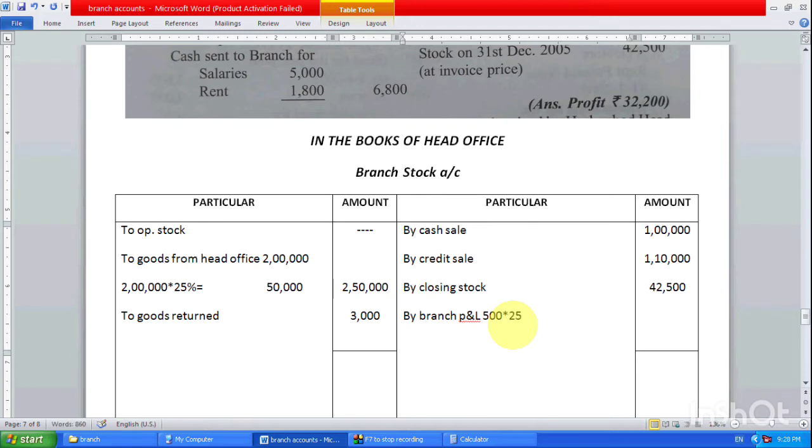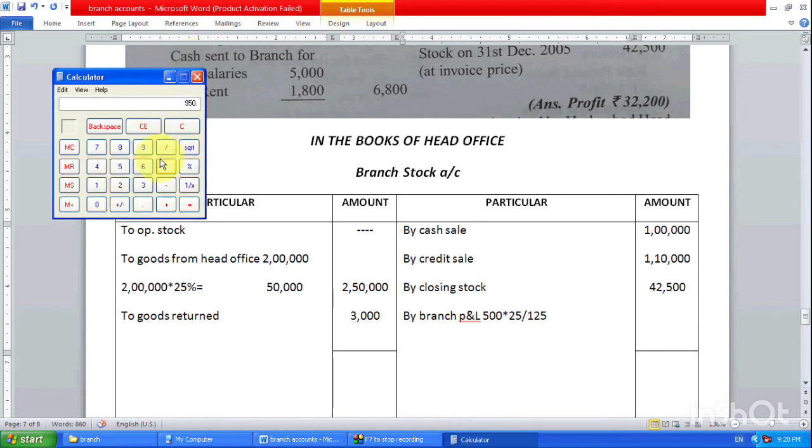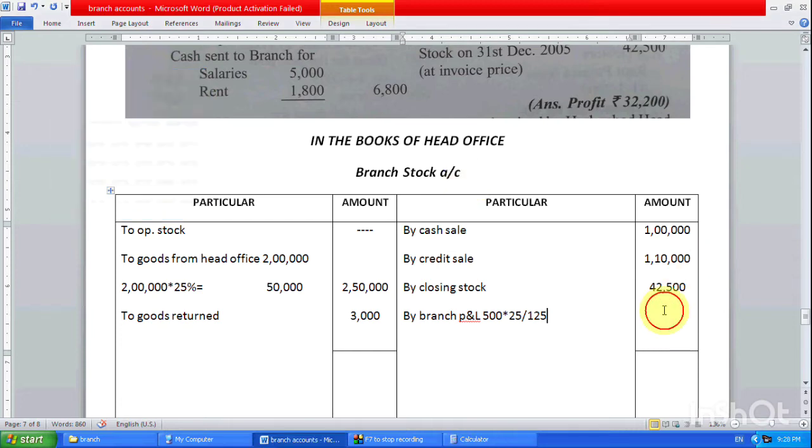But in these 500, that is a cost plus, means extra cost is added. So 500 into 25 divided by 125 means 100. We will get 100. So right here 100. Okay, so all the entries related to stock are over.